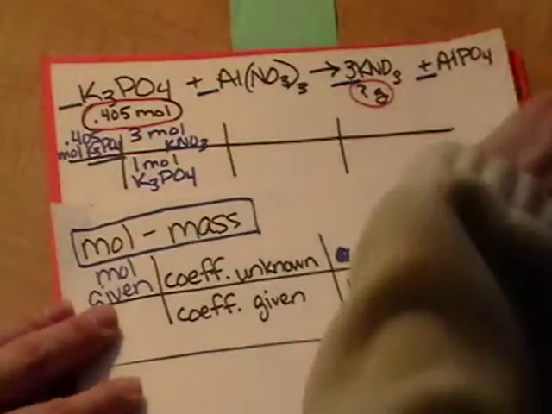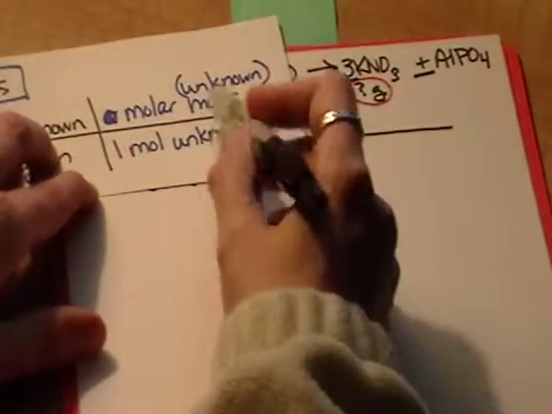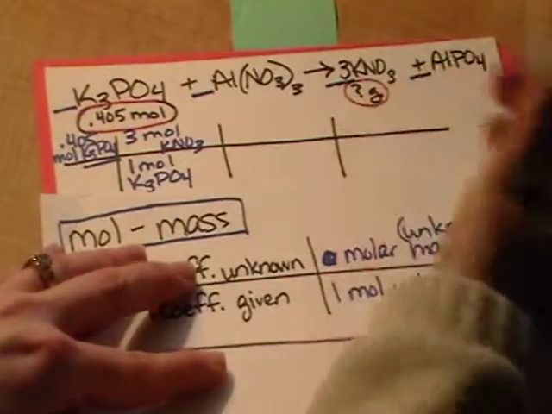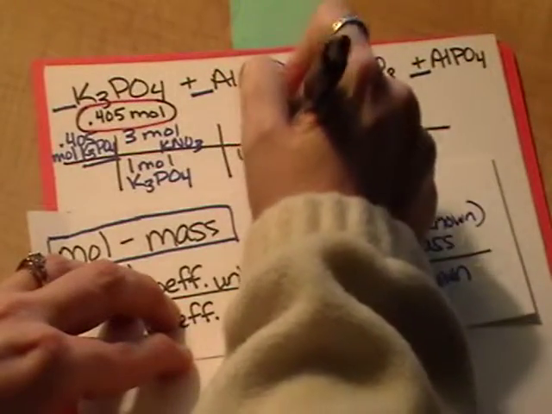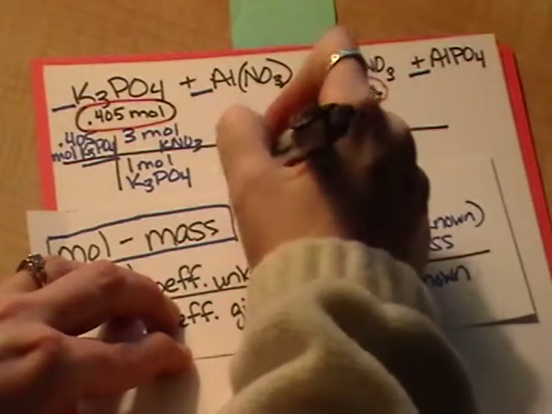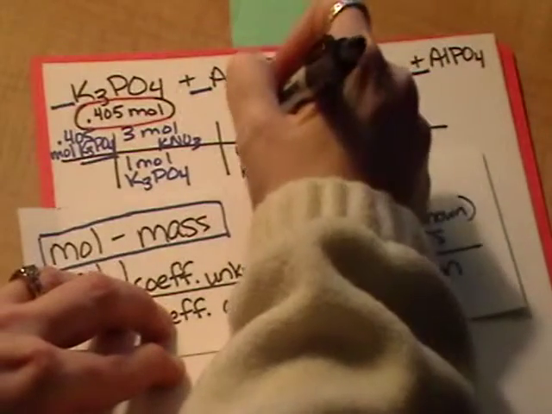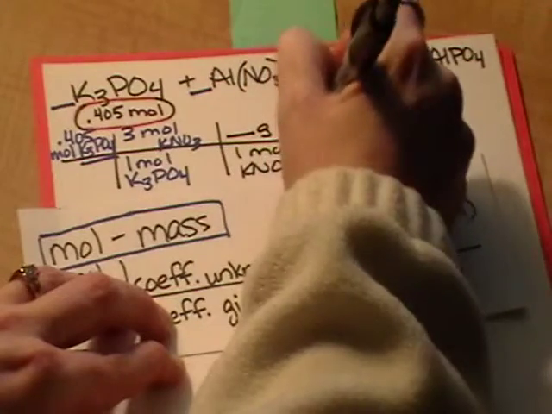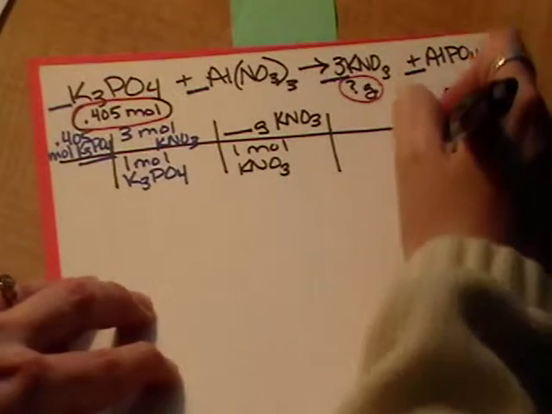Last thing that I need to do, step 3, is I need to take 1 mole of the unknown and find its molar mass, because this is a mole to mass problem. So I'm going to take 1 mole of the unknown, which is KNO3, and then I'm going to find out the mass of it. Now if I'm going to find the molar mass of anything, I'm going to go on the periodic table. I'm going to take some space over here to do this.